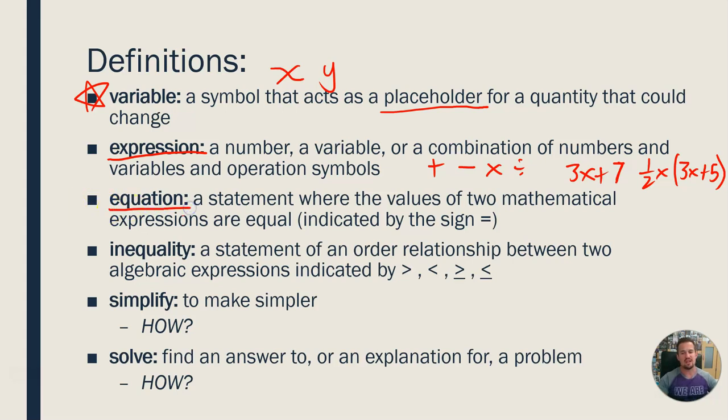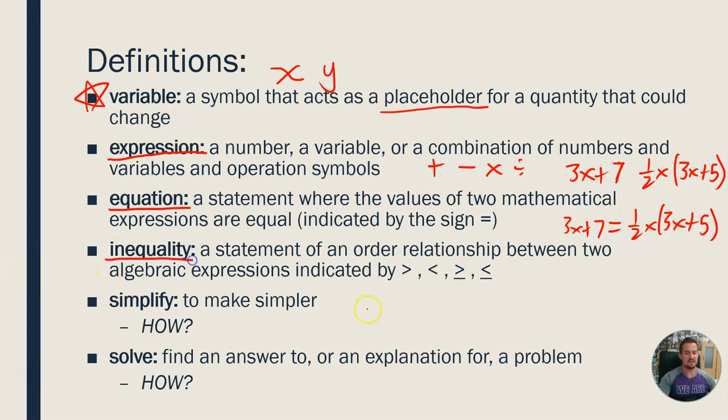Whereas an equation is a statement where two math expressions are equal to each other. So if I had like 3x plus 7 equals 1/2 x times 3x plus 5, I'm just making these up on the fly here, that would be an equation because we're dealing with an equal sign. Two expressions are equal to each other, okay?